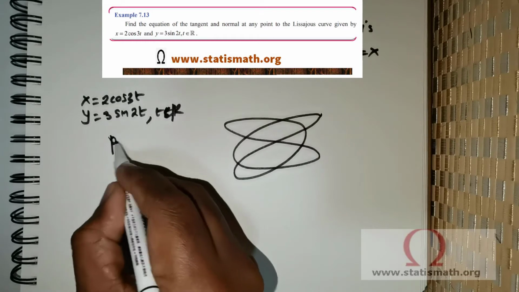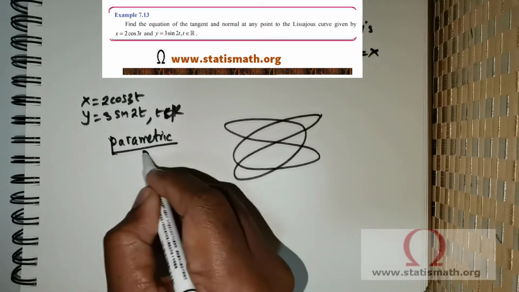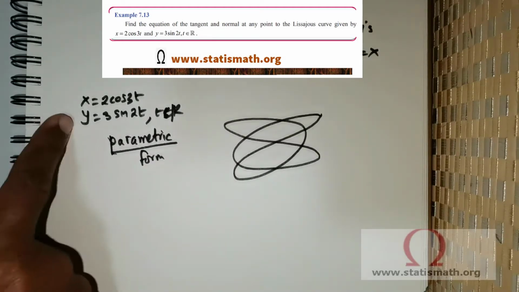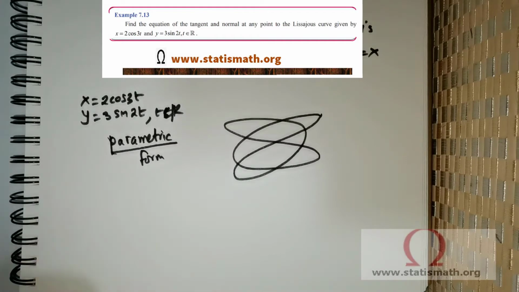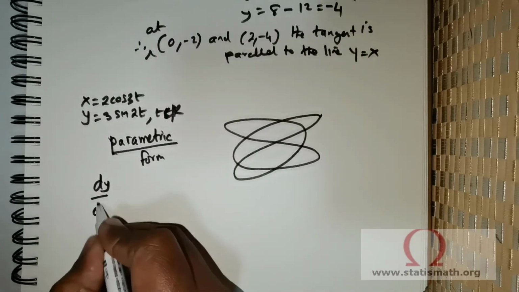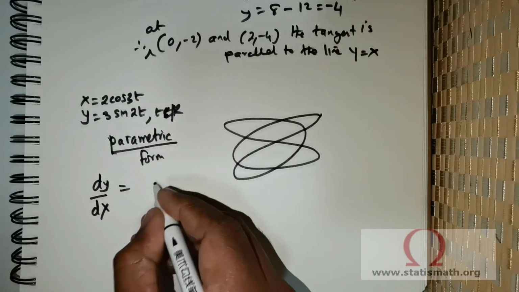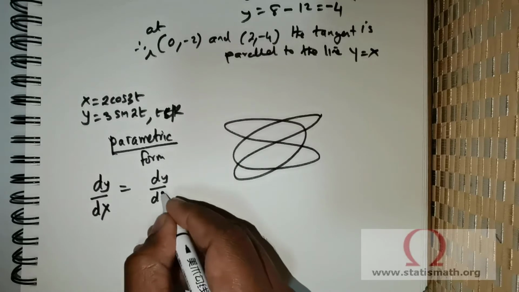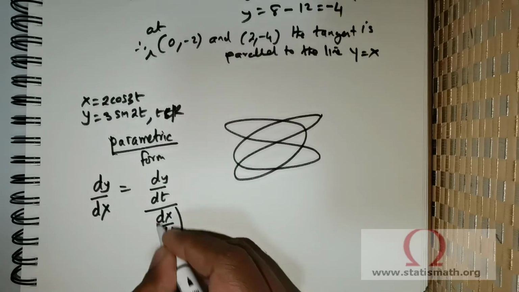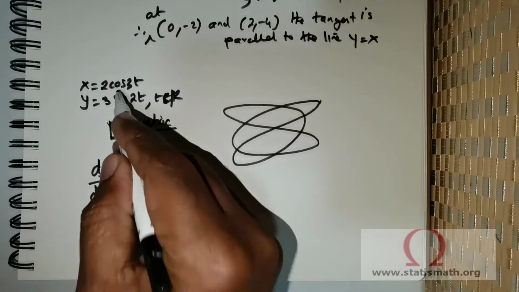Now this is called the parametric form of representing the points. This is the form that is being given. We are expected to find dy over dx. Now from the equation, dy over dx can be represented as dy over dt divided by dx over dt. So this is the standard formula that you have to use whenever you're given the coordinates in parametric form.